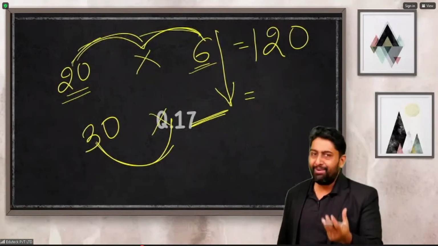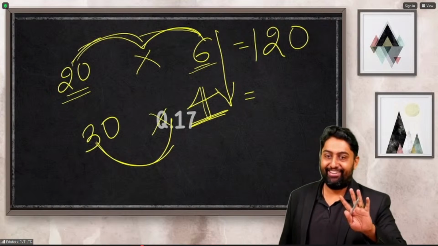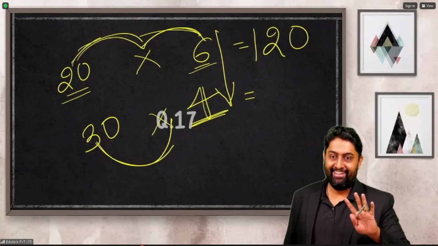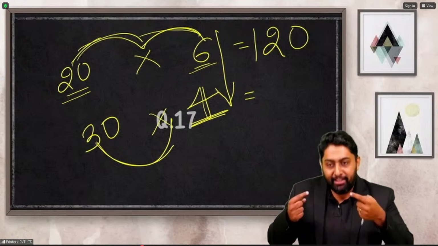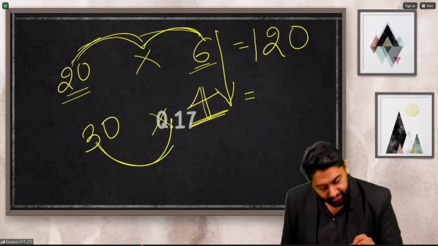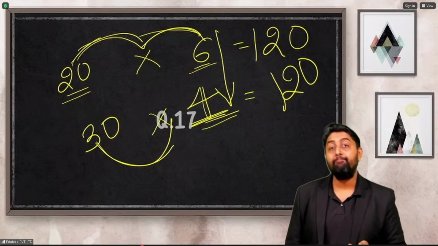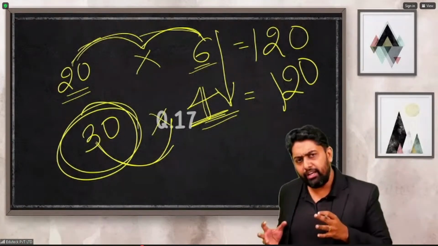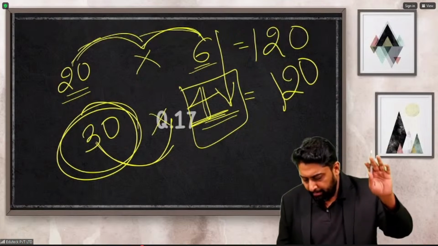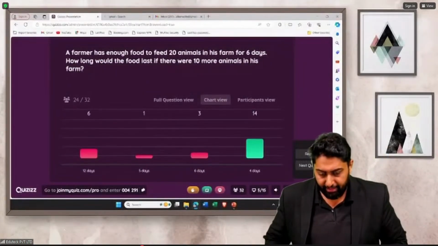Is it 40? No, it will be 4, not 40. Maybe we selected 4 only, but by looking at the values, we thought it was 40. Totally okay. But that 4 will give us the answer as 120. In other words, if there are 30 animals, the food is only going to last for 4 days. I hope I am clear with the answering part. Yes, sir. Lovely.